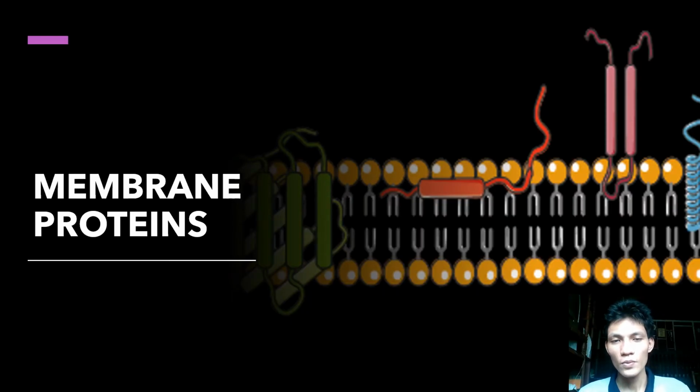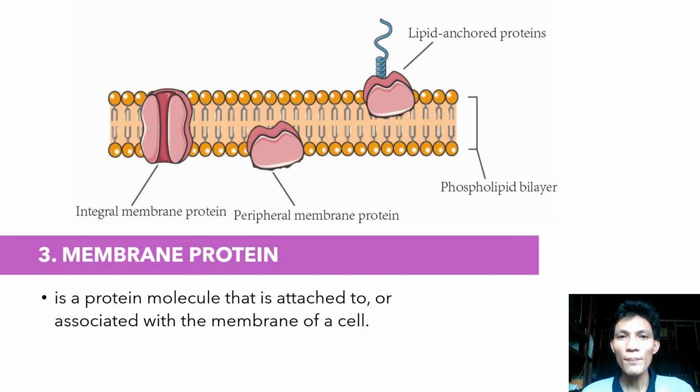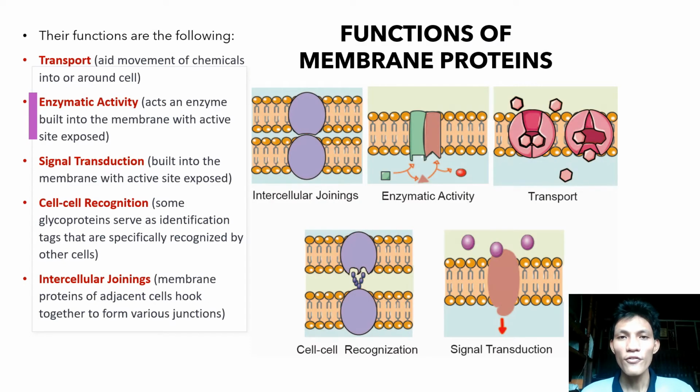This time, we have arrived at the second main component of the plasma membrane. These are the variety of proteins, also known as the membrane proteins. So a membrane protein is a protein molecule that is attached or associated with the membrane of a cell or an organelle. The functions of the membrane proteins are the following.